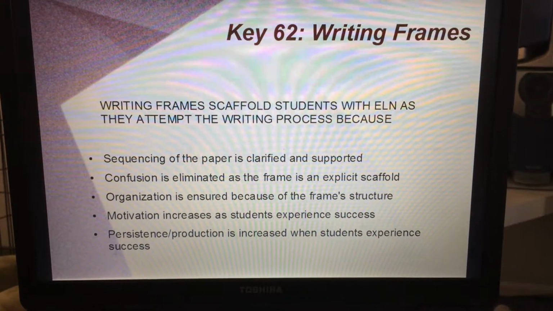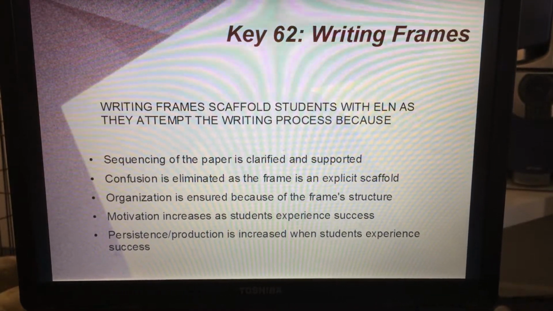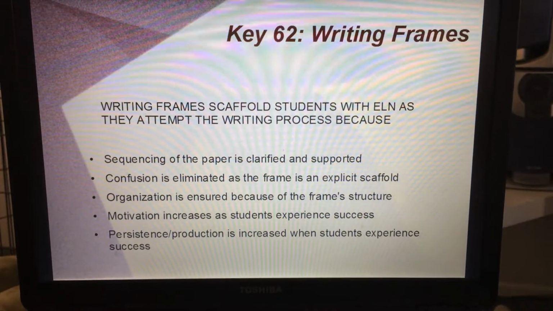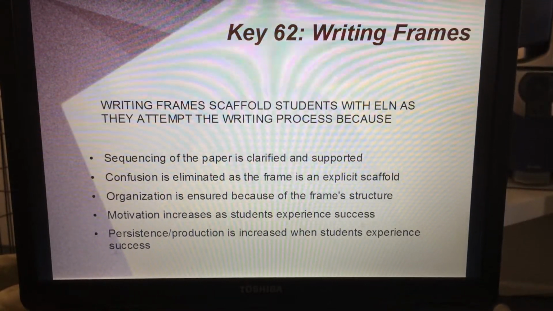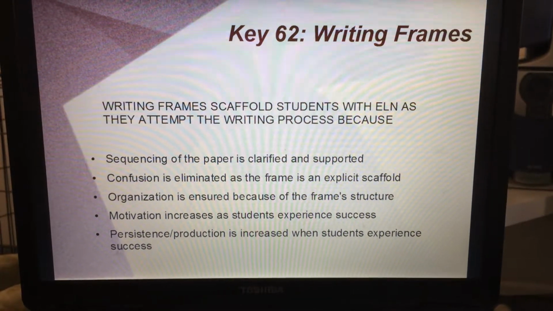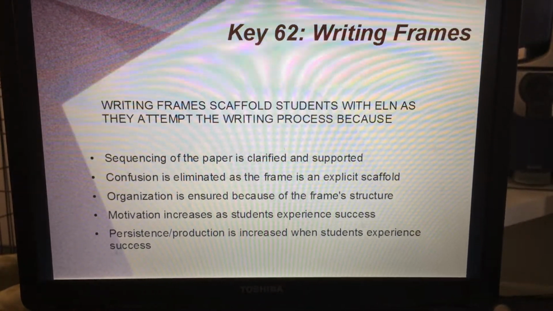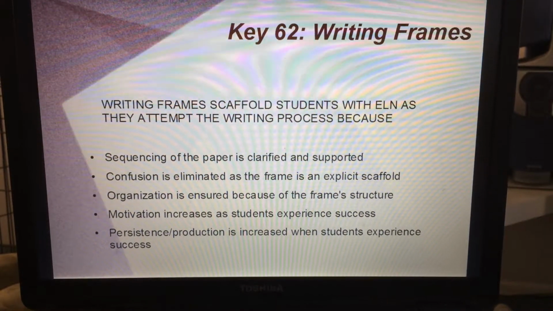So there's a couple things here. One, the students really need to know every single step. Every single step has to be laid out almost like Lego instructions. And then at the bottom here, it says persistence in production is increased when students experience success. This is a little bit like chunking from somebody else's presentation or a different chapter in the book.